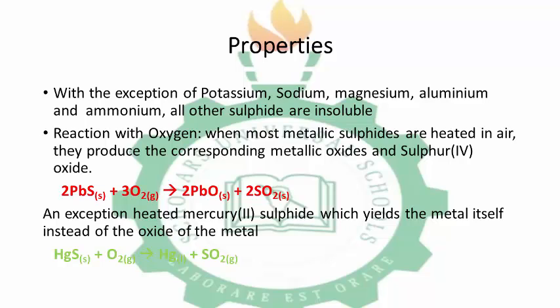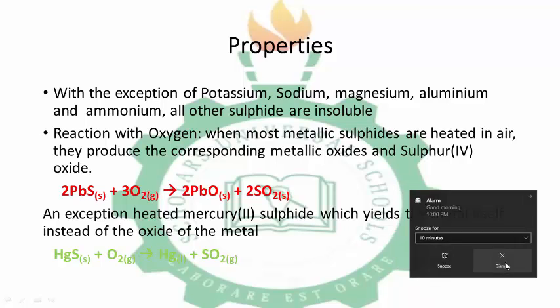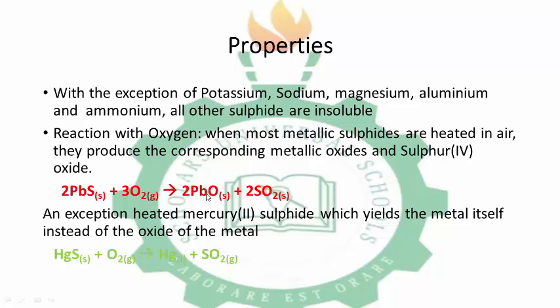Now, reaction with oxygen. When most metallic sulfides are heated in air, they produce the corresponding metallic oxide and sulfur 4 oxide. For example, lead sulfide reacting with oxygen. That means when they burn in air. You know, oxygen is the constituent of air that is responsible for combustion. Now, this lead sulfide reacts with atmospheric oxygen to produce lead oxide and also sulfur 4 oxide gas.